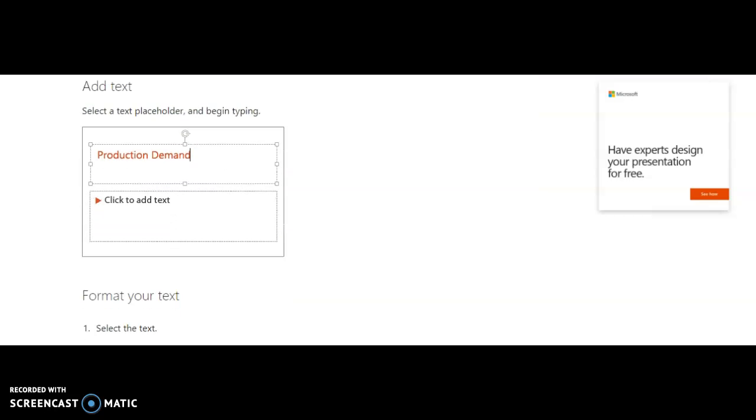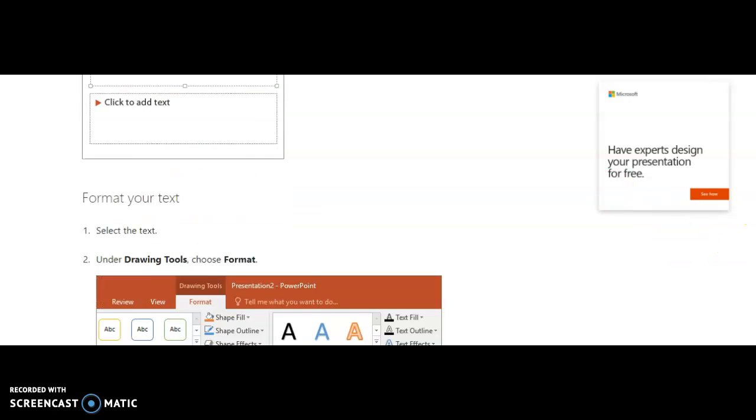To add text, select a text placeholder and begin typing. Here is where we would click and continue to type in our template.